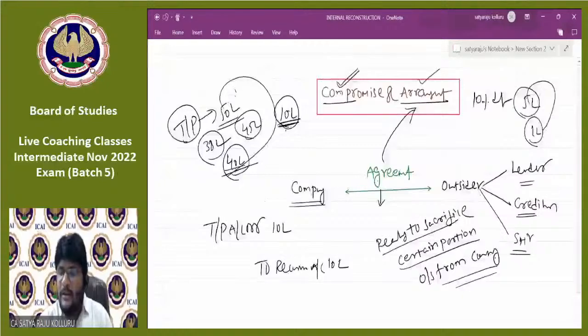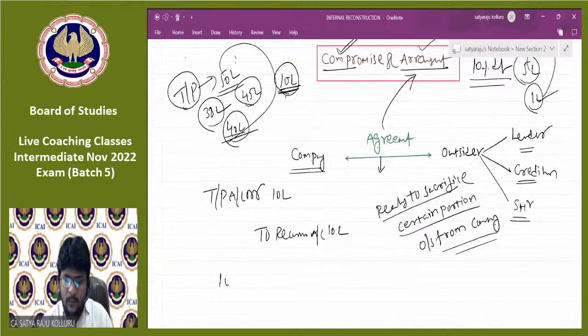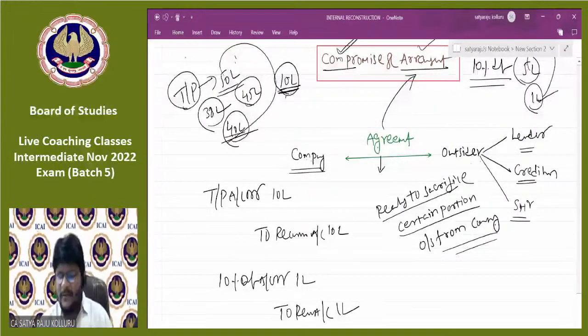Now, for example, in this case, 10% debentures are ready to sacrifice to the extent of 1 lakh. Then what is the journal entry, sir? 10% debentures account debit, 1 lakh, to reconstruction account, 1 lakh. Such a simple accounting treatment we can provide in case of compromise and arrangement. So that means in case of compromise and arrangement, we need to check only one thing: how much amount is sacrificed by the other party. That portion you can simply put under the reconstruction account, and that liability portion we also need to reduce by making the debit.